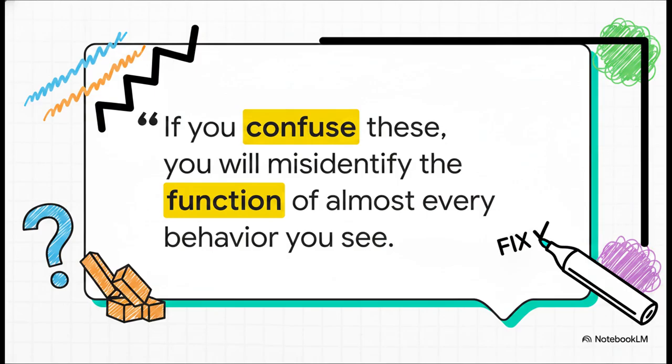Now look at this quote. If you confuse these, you will misidentify the function of almost every behavior you see. Okay, I know, that's a pretty bold claim, right? But honestly, it hits the nail right on the head. It highlights just how unbelievably high the stakes are here for you. Because if we don't draw a super clean boundary line between these two mechanisms, trying to analyze behavior is going to be like walking through a maze blindfolded. Let's make sure we draw that line perfectly today.